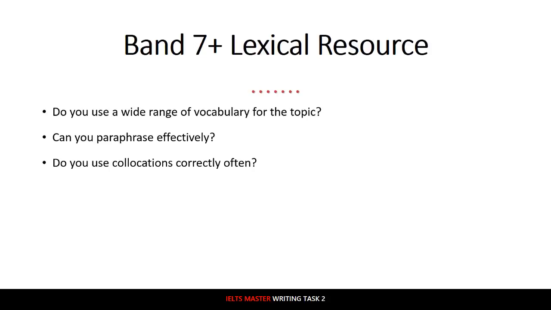First, do you use a wide range of vocabulary? Does this say, do you use difficult vocabulary? Do you use expert, academic, high-level vocabulary? No. It says, do you use a wide range of vocabulary for the topic? This means that if you're writing about education, you don't need to use super high-level words, but if you know words about education specifically, for example, pupil, school, curriculum, words like this that are specifically for education, then that will help you get a higher score.